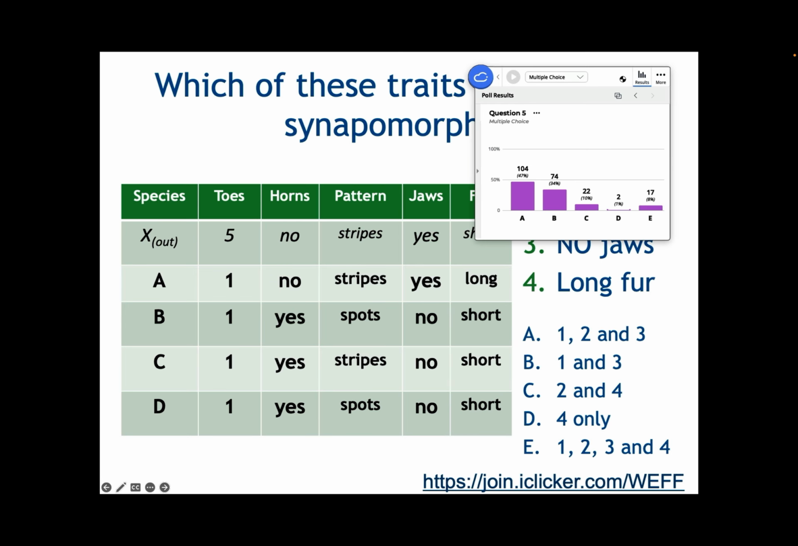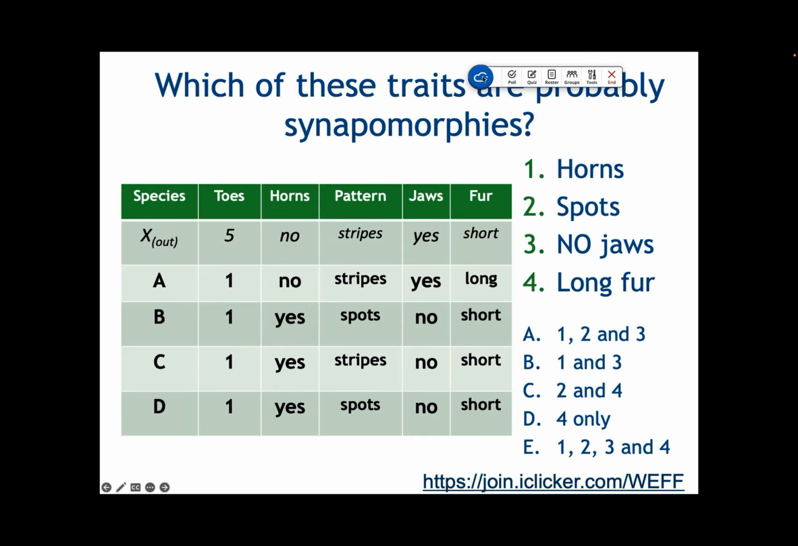Okay, so got a lot of answers in here. Nice, okay, yeah. A is the correct answer here. So horns are shared and probably derived. Spots are shared by B and D, and they're probably derived, because the outgroup doesn't have them, but some of the in-group do. Having no jaws is shared by B, C, D, and it's probably derived because of this. And yeah, having long fur is not shared, so it can't be a synapomorphy. So A, 1, 2, and 3 is the correct answer here.